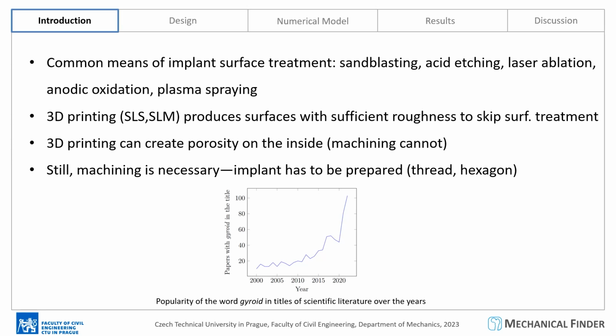However, some level of machining is still necessary as the implant has to be prepared. For example, you need to machine the internal hexagon or the external hexagon or the internal thread for the screw that connects the abutment to the implant shank.